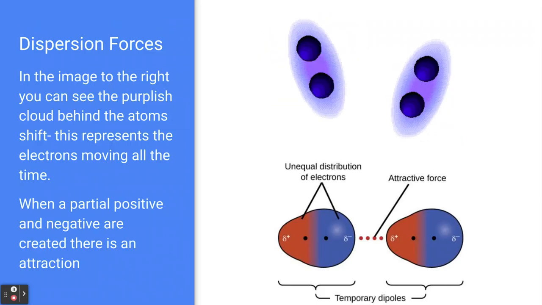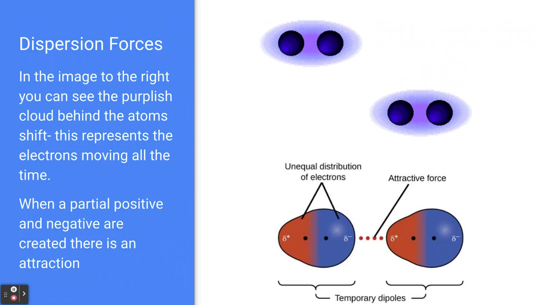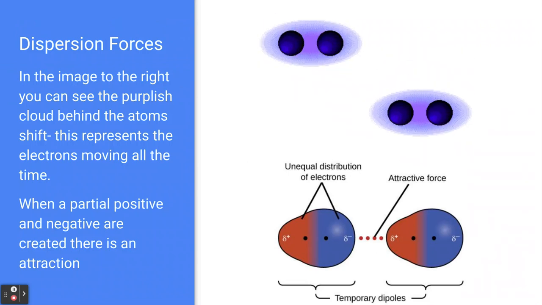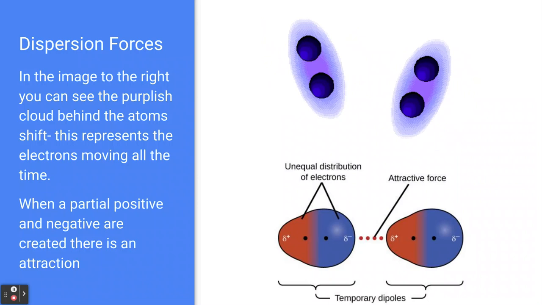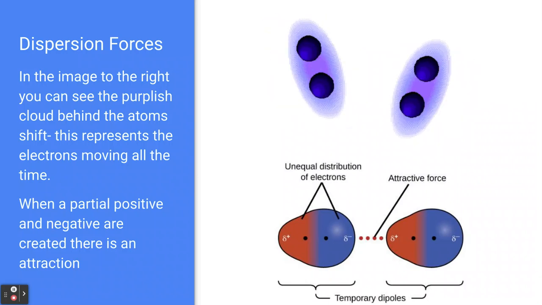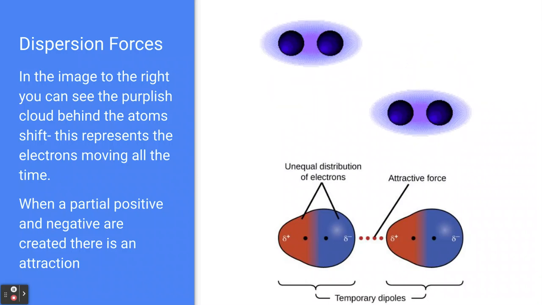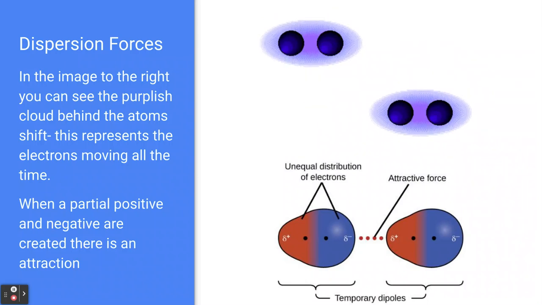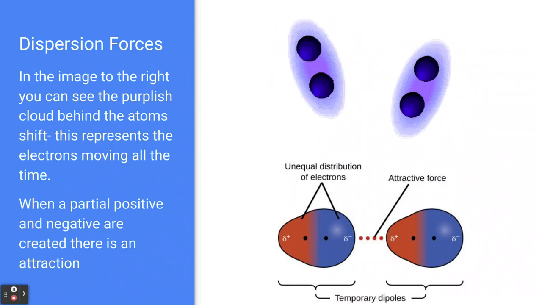So if we take a look at the top right, it's kind of tough to tell, but that more purplish cloud behind represents the electrons. And so the electrons are constantly changing. The nuclei stay pretty much the same distance, the darker circles, but the purple in the background is constantly changing. And those constant changes form what we see down towards the bottom.